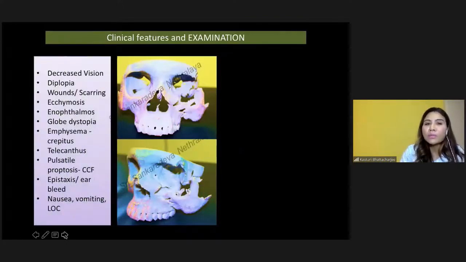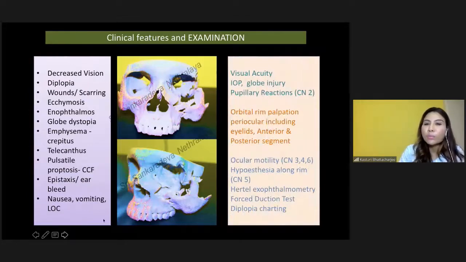The clinical features are basically a very long list. I think most of the residents and the fellows must know them, but the most important aspect is that you need to check the vision, you need to check the intraocular pressure, and you need to know the status of the optic nerve by seeing the pupillary reaction. And you need to check the other parts, both the anterior and the posterior segment, and then you go for a thorough evaluation of the orbit, because many a time we find an impure fracture. We find that the orbital rim is deficient. So this will help you plan the surgery if you do a very good evaluation of the orbit.